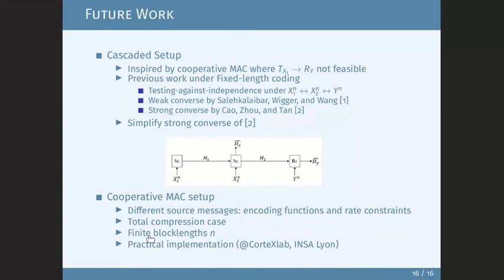and for sure to study more practical scenarios, let's say, with finite block lengths, because all of our work is as n tends to infinity, infinite block length. And we are already working on a practical implementation at Cortex Lab in Selenium.